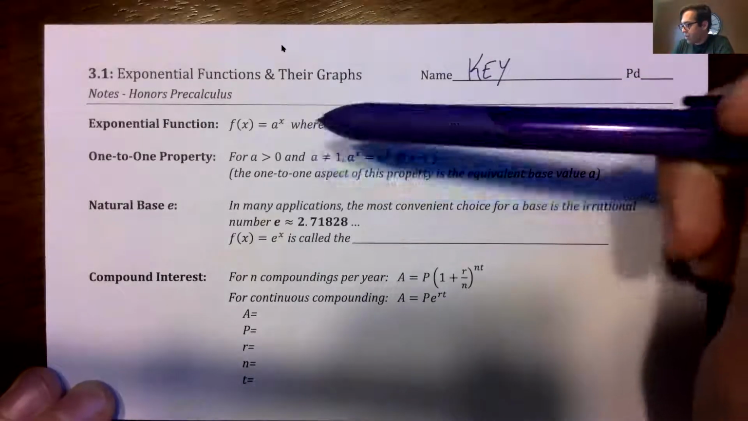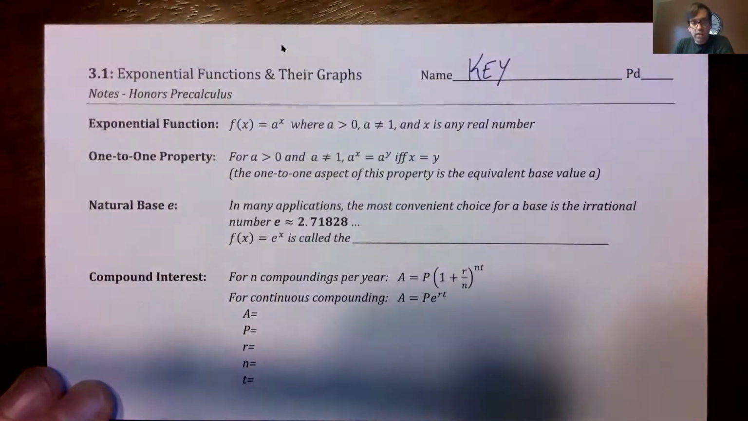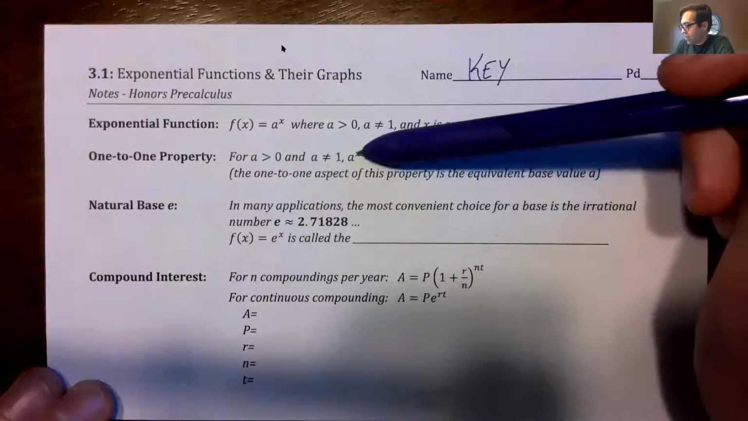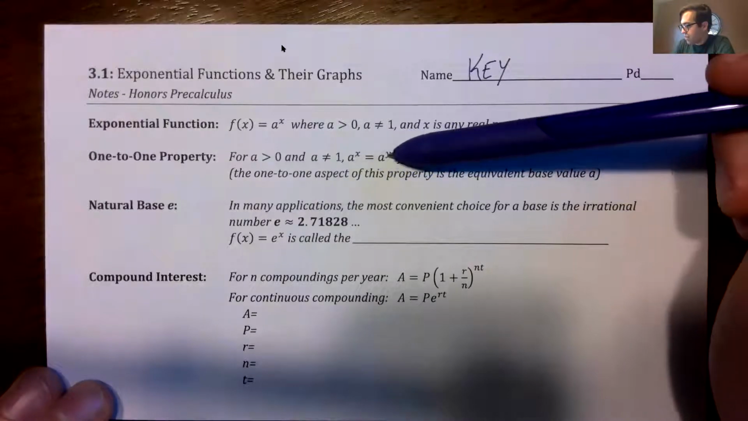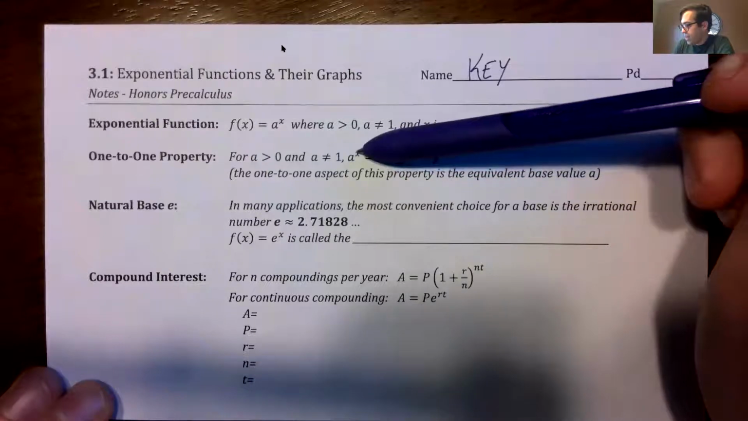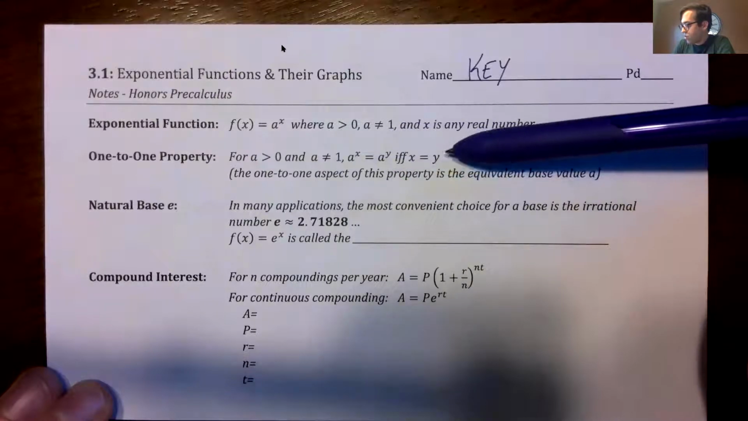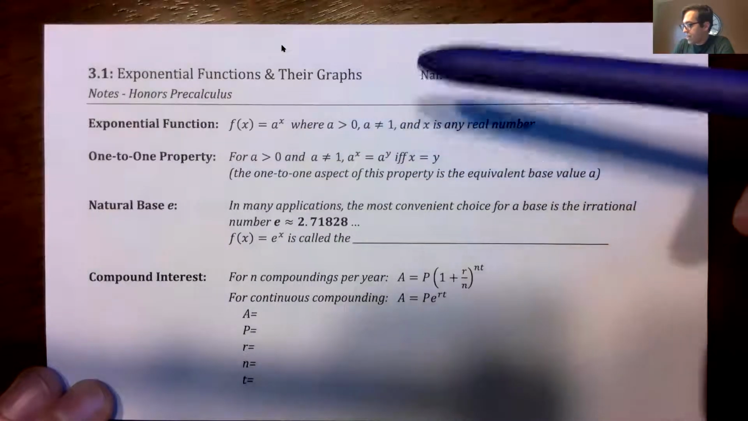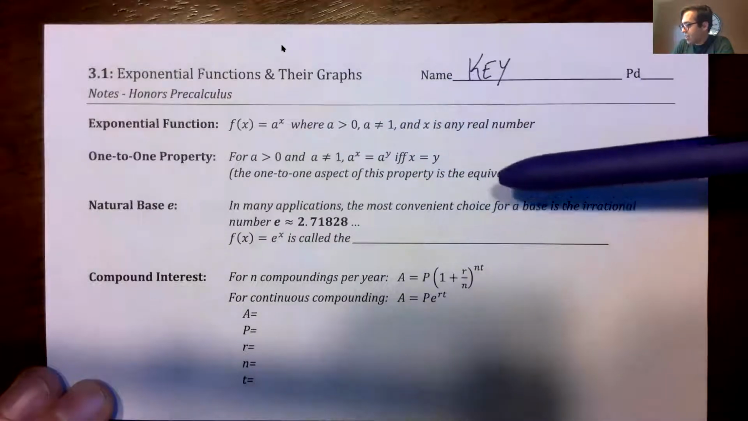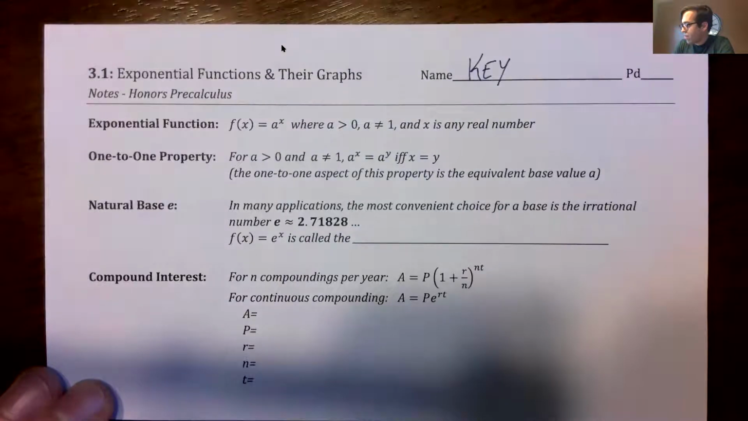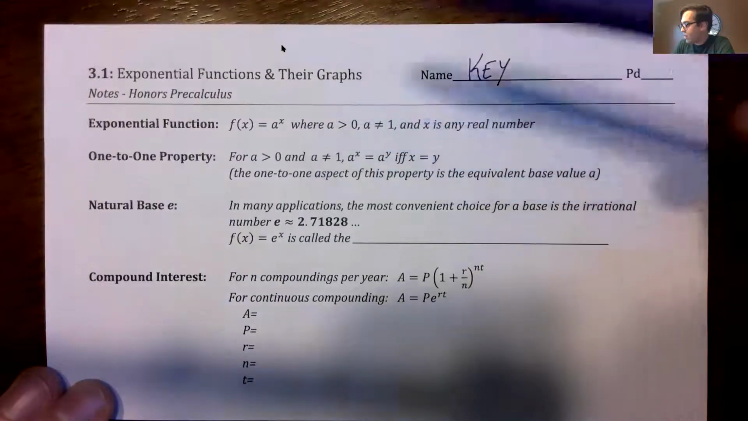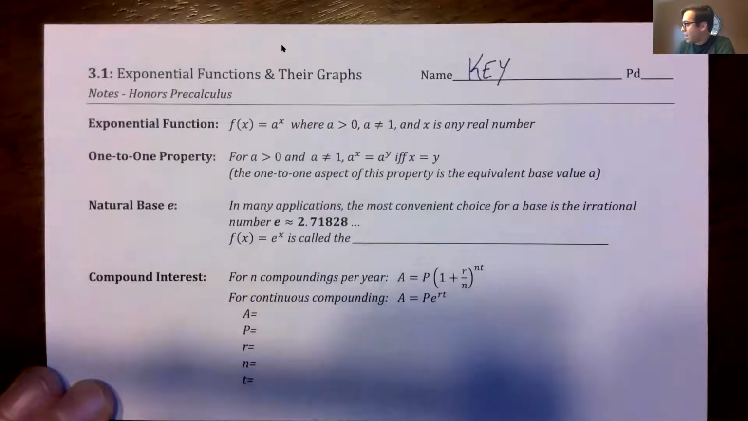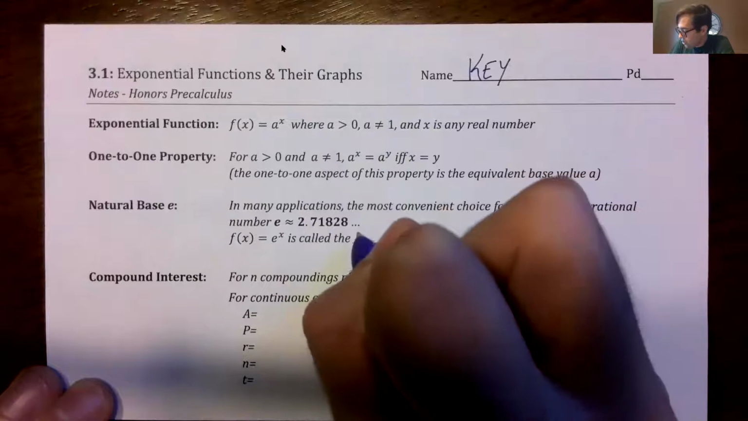But let's keep going. We are going to use something today called the one-to-one property, which says that if you have two bases raised to an exponent and the two sides of the equation are equal, then the exponents have to be equal as well. We're also going to be looking at the natural base e. In many applications, the most convenient choice for a base is the irrational number e. The function f of x equals e to the x is called the natural exponential function.